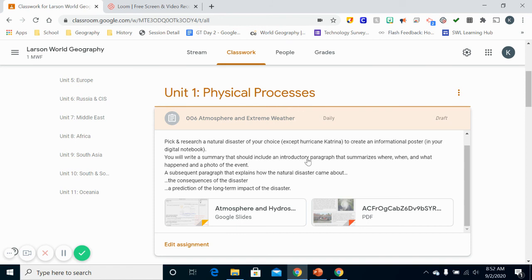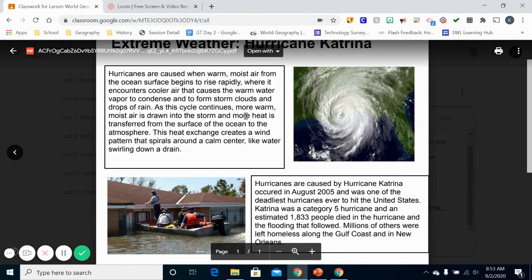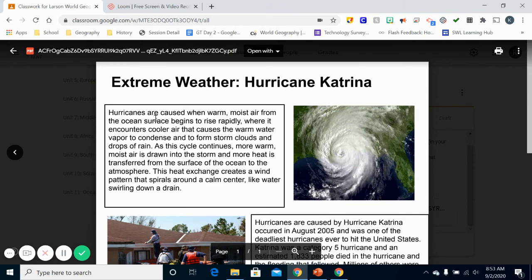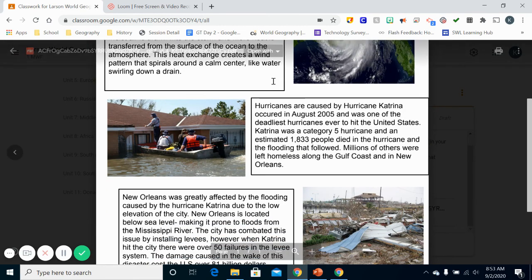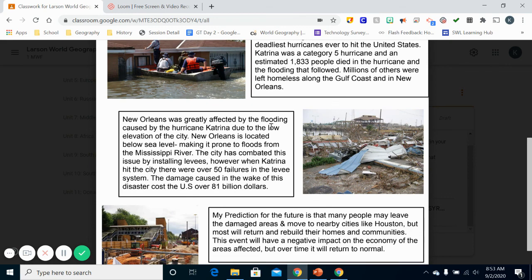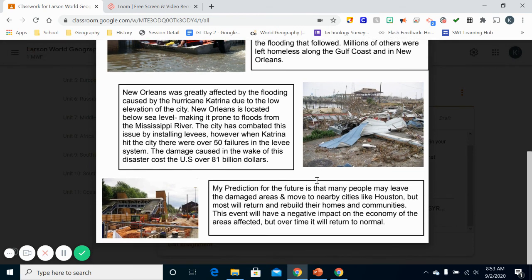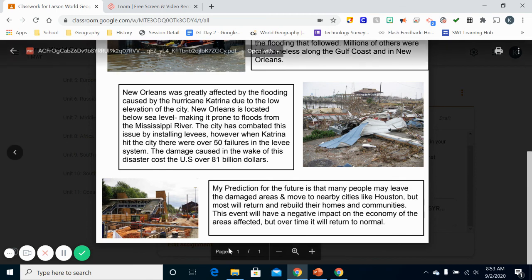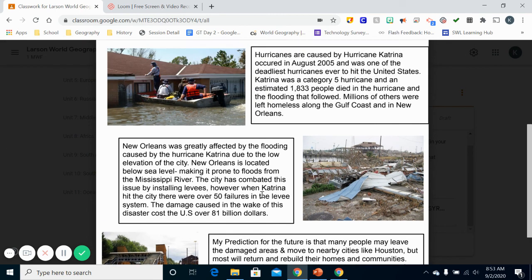So you're going to write a summary that should include an introductory paragraph that summarizes where, when, and what happened, as well as a photo. And I want you to tell me how the natural disaster happened, what the consequences of the disaster were, and what is the long-term impact of the disaster. So you can see here, this is my paragraph talking about, I did 4. So I did my introductory, I did my what is it, I did my what happened, what was the impact, the consequences, category 5, estimated 1,800 people died, and then my prediction for the future is that many people leave the damaged areas and move to a nearby city like Houston, but most will return and rebuild their home and community. This does not have to be factual. Again, your prediction, this is what you think is going to happen, okay?